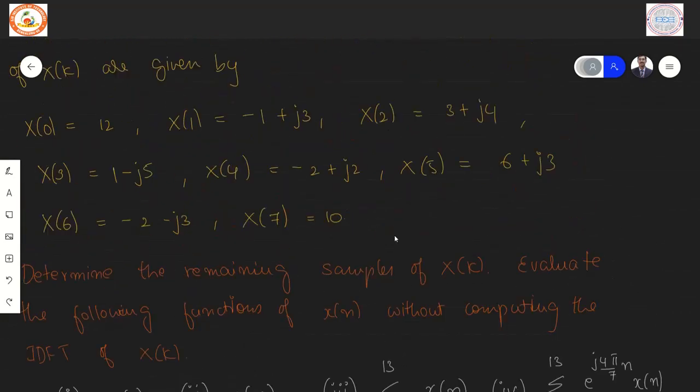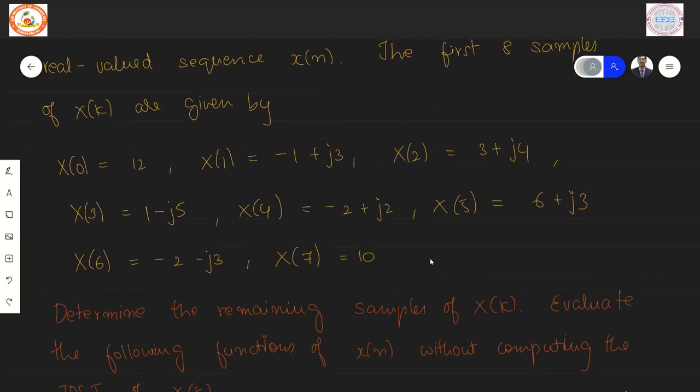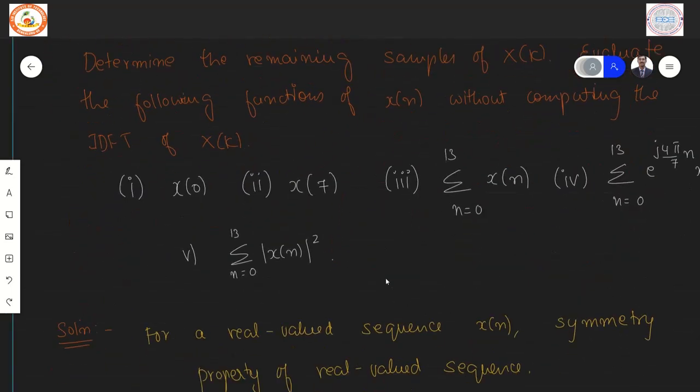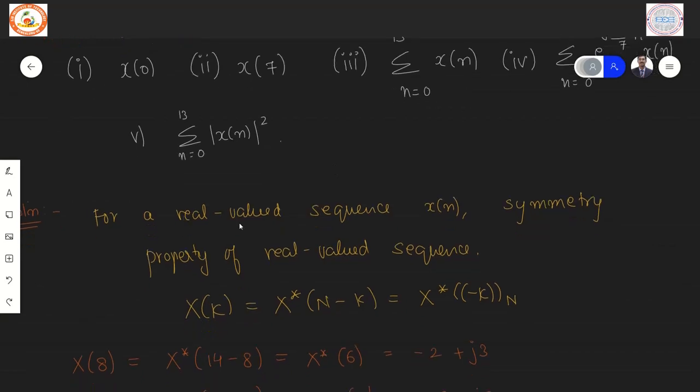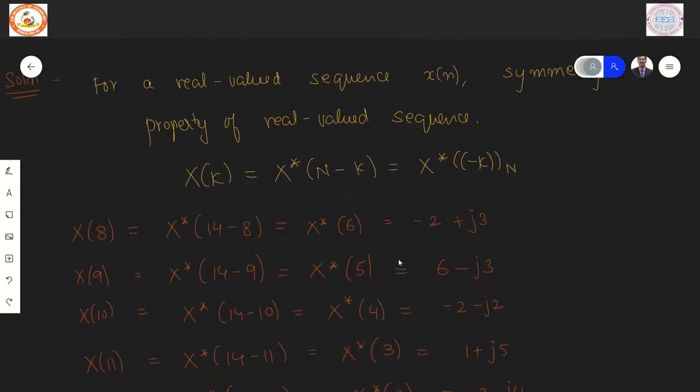To get the first part, the hint is that it's a real valued sequence. So we have to exploit what is called the symmetry property of real valued sequences. In the solution, we write for a real valued sequence x[n], the symmetry property is given as X[k] = X*[N-k]. It is the same as X*[-k mod N], but we'll prefer this form. Now let's start substituting. To compute the answer for k equals 8, let's insert the value k = 8. So the equation becomes X*[14-8], it is X*[6].